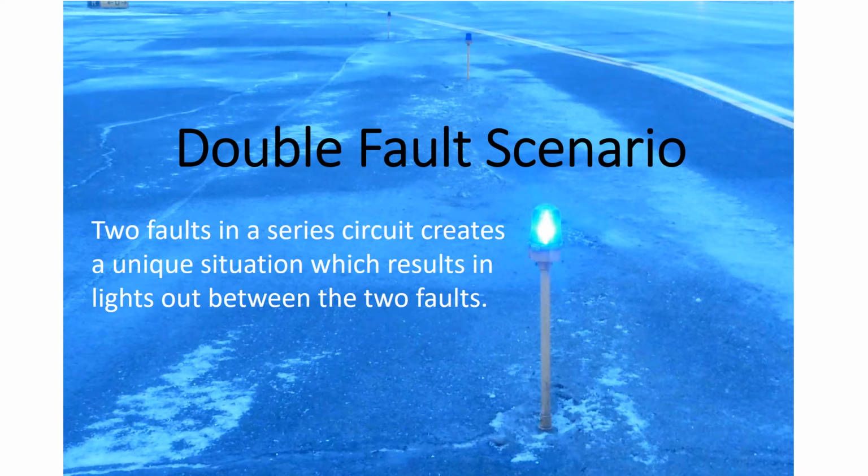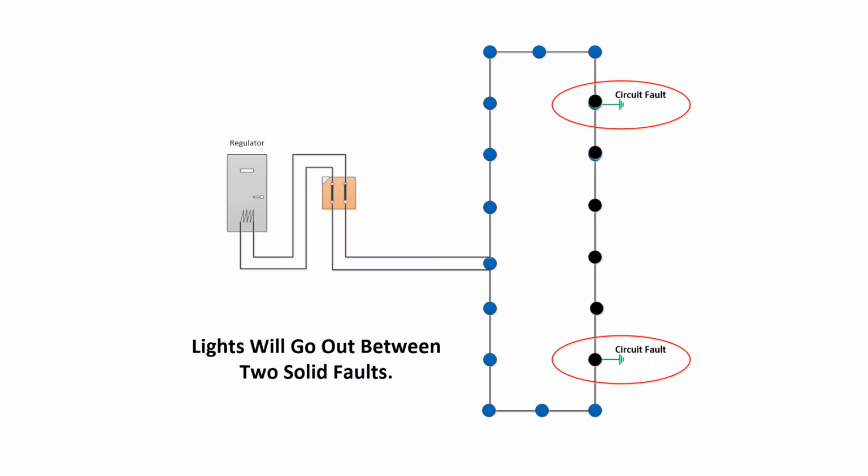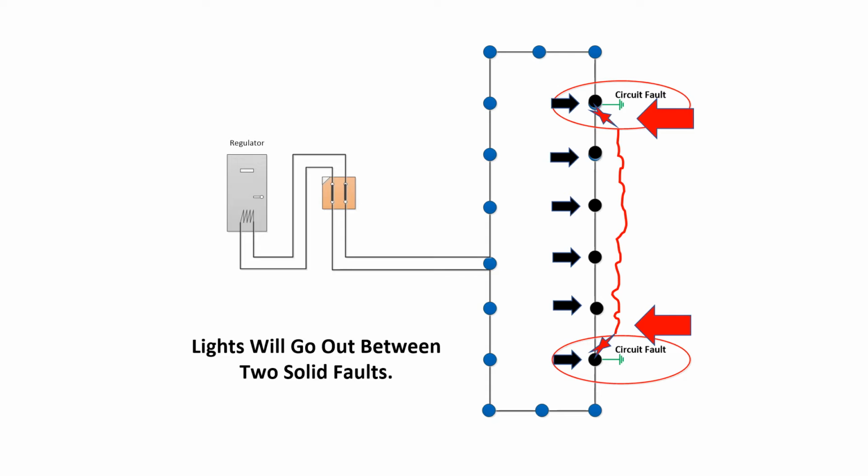There's a unique situation that happens with series constant current lighting circuits which can be useful in troubleshooting, in which when there are 2 solid faults, the current will jump out of the circuit at one fault and follow the ground wire or a conduit until it jumps back in at the second fault, bypassing the lights in between. This creates lights out between the faults. Now this situation makes it easy to identify the fault locations. Simply mark both ends of the lights out section and then look for the faults there.